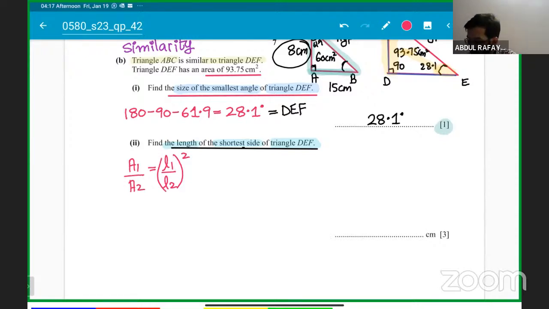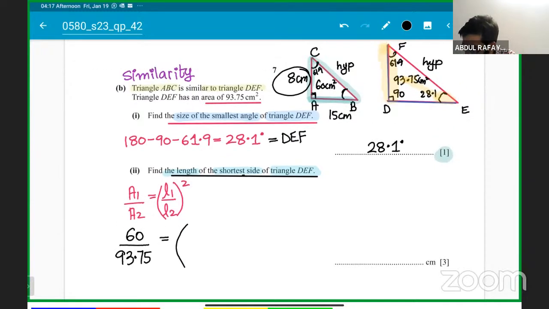Must remember this formula, okay? That's how you will find it. So the area of triangle ABC is 60, sir. The area of triangle DEF they have given is 93.75, sir. Area of triangle ABC I have put above, and area of triangle DEF I have put below, students.